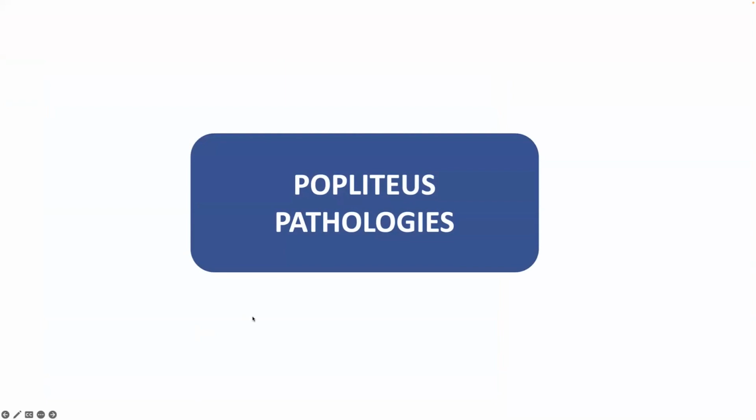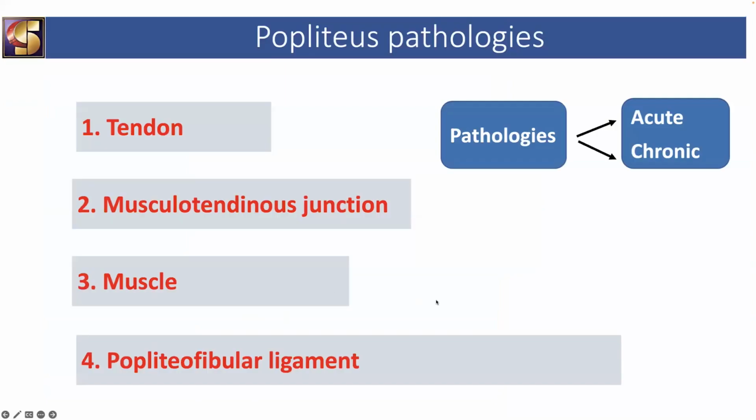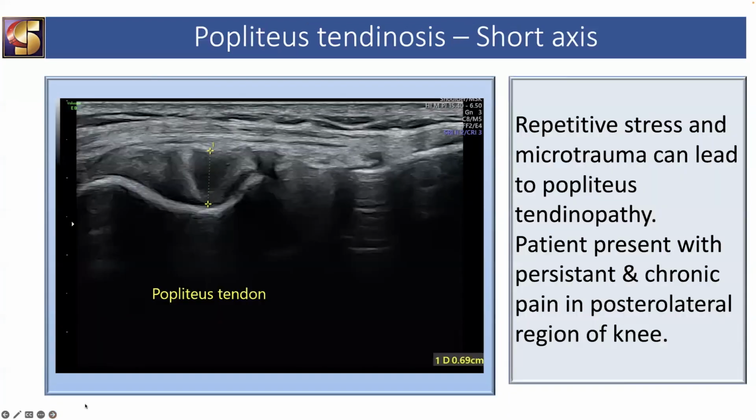So coming to the pathologies of the popliteus, I have divided them into tendinous pathologies, pathologies involving the musculotendinous junction, muscular pathologies, and the pathologies of the popliteofibular ligament. So these pathologies can be acute or chronic. This is a case of popliteus tendinosis in short axis. It is commonly due to repetitive stress and microtrauma that can lead to popliteus tendinopathy. The patient presents with chronic, persistent pain in the posterolateral region of the knee.